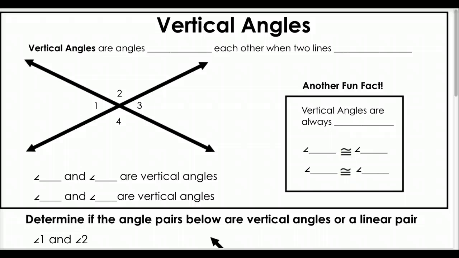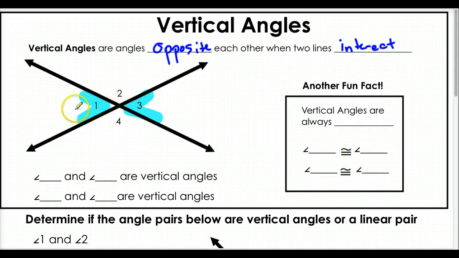Check it out. Vertical angles are opposite each other. These are two angles that are opposite each other when two lines intersect. So let's take a look here. We have this line over here and this line over here. They intersect. And the angles that are going to be opposite each other are, let's say, 1 and 3. These are opposite each other on opposite sides. So 1 and 3, and we also have 2 and 4. These are also opposite each other.